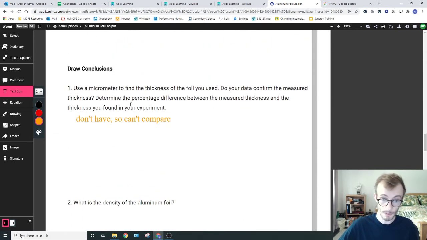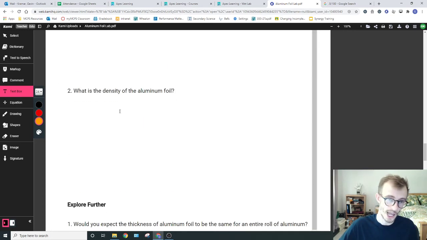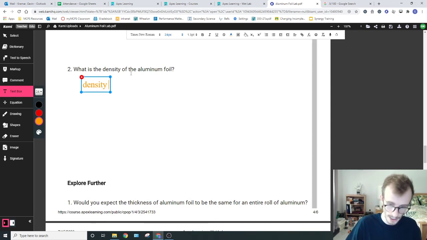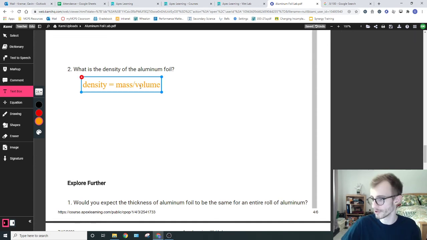I obviously don't have a micrometer, so you can't answer this question. However, you should be able to calculate the density of the foil if you remember that density is equal to the mass divided by the volume. So you have the mass and you have the volume, so you should be able to calculate the density. Again, this should be the same for all of them, but I would suggest checking for each of them and then maybe taking an average.